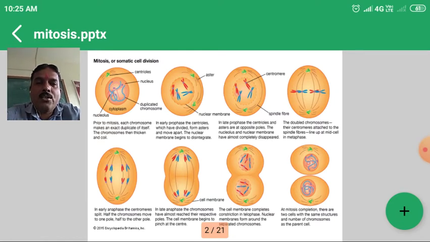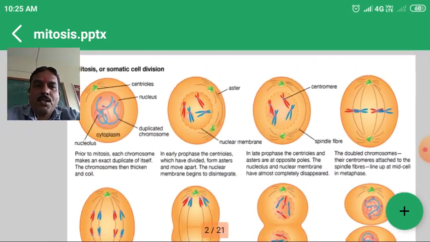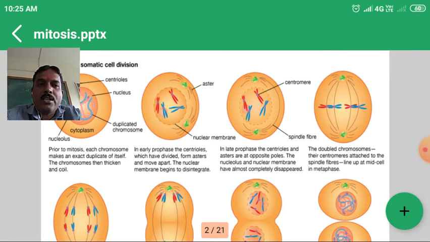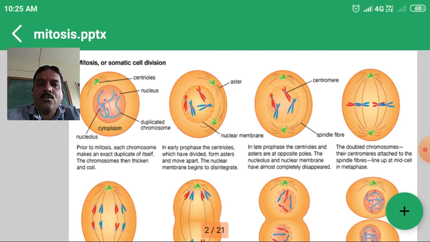In the case of mitosis, in the last lecture we studied the different stages, and with the help of those stages we tried to understand how two diploid daughter cells are formed from the parent cell. Suppose this is the figure of mitosis and meiosis. Here we can observe that mitosis occurs in the somatic cell, so it is also called somatic cell division.